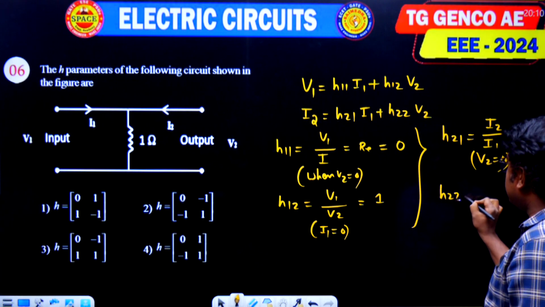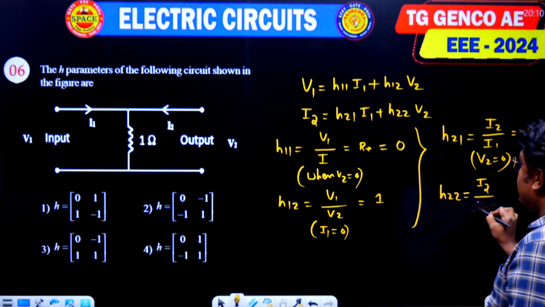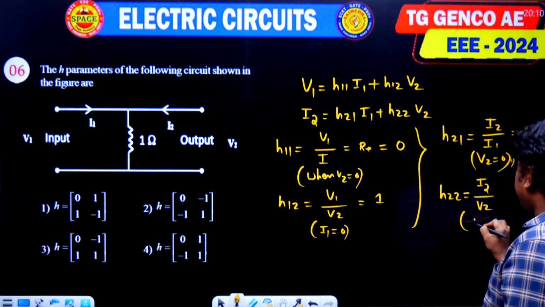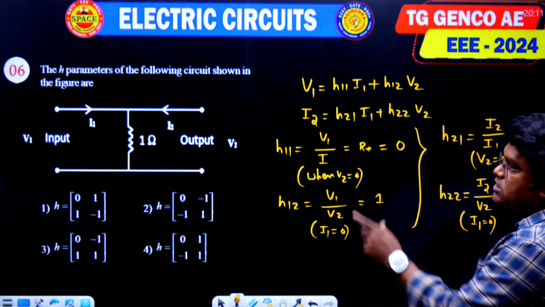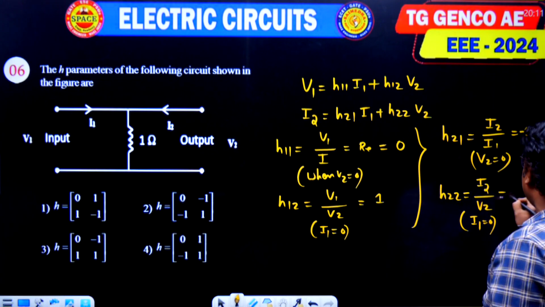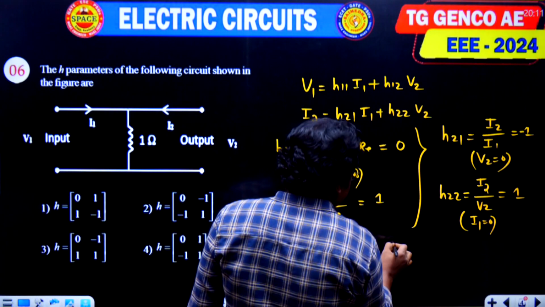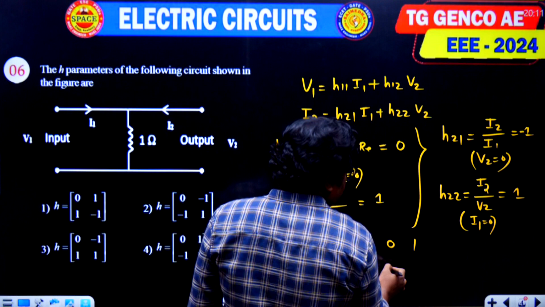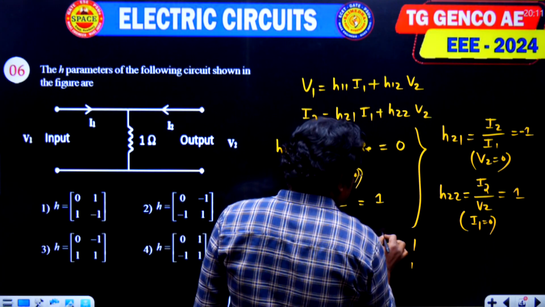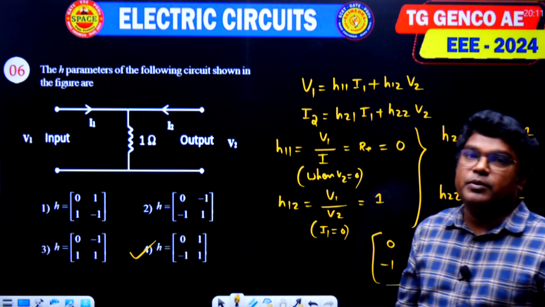And H22 is I2 divided by V2 when I1 is equal to 0. I1 equal to 0 means it is an open circuit, so that admittance is equal to 1. So the answer for this question is 1, 0, 1, and next one minus 1 and 0. So option 4 is correct for this question.